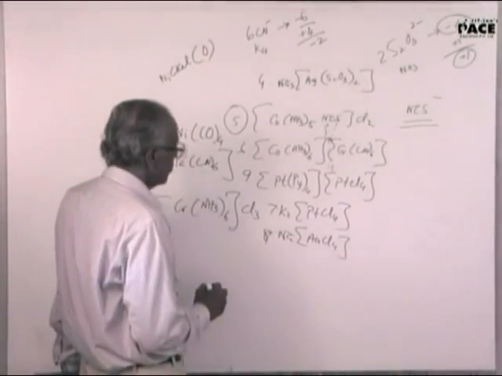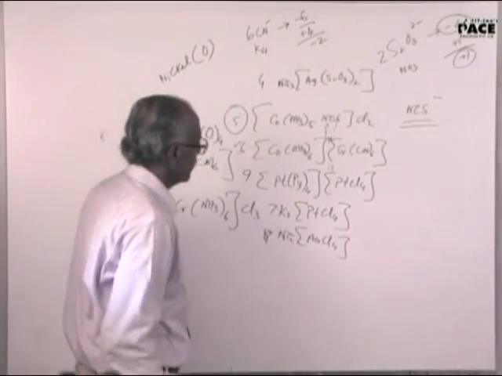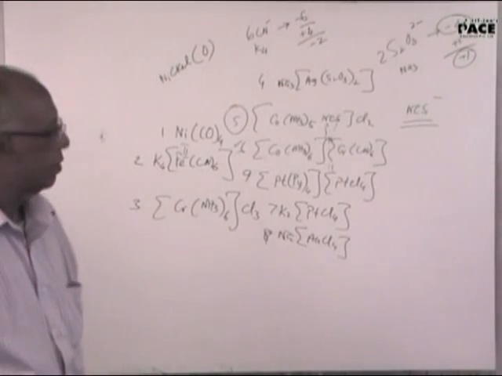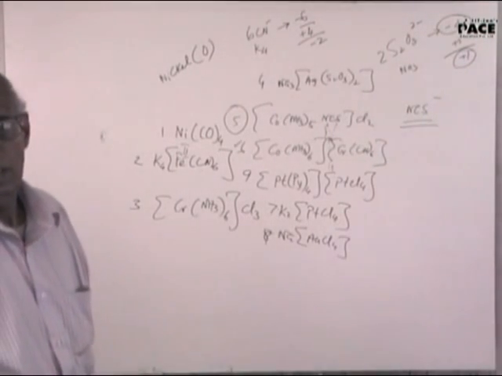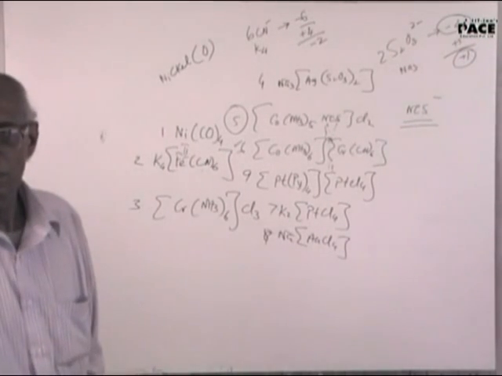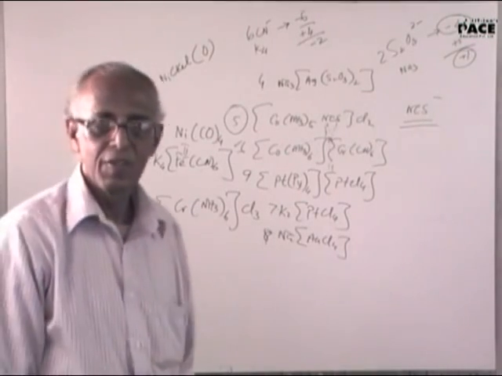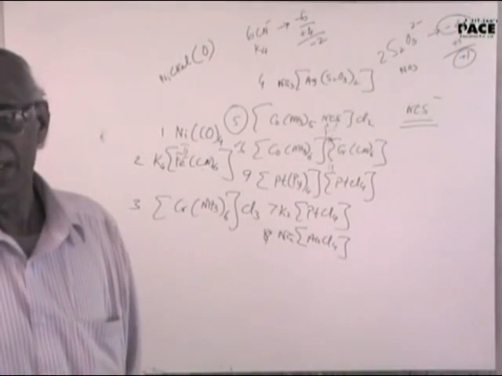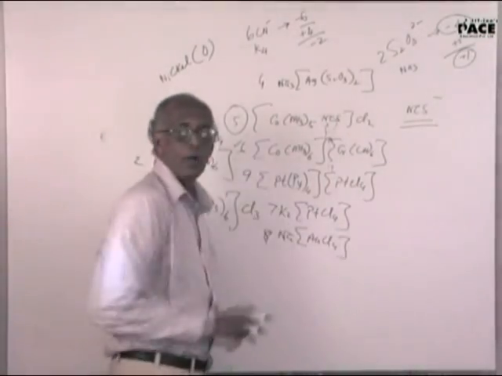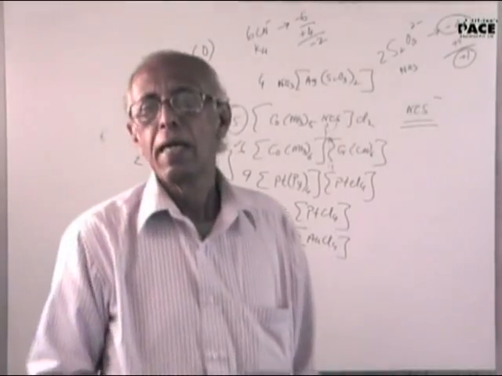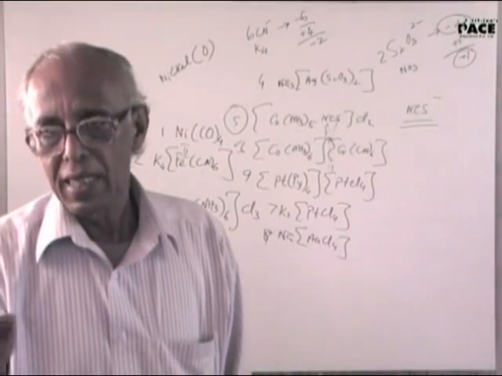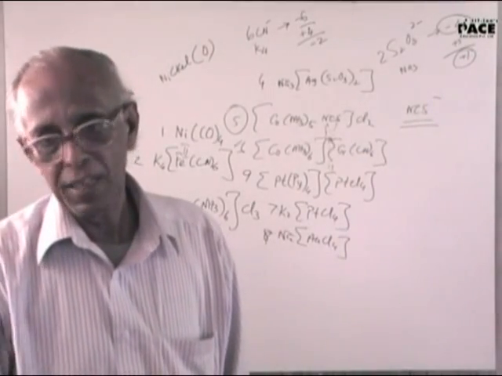Then this one. Hexaammine cobalt 3, then hexacyanochromium 3. Sorry, hexacyanochromate 3. Hexacyanochromate 3. Chromate 3 minus. So number 6 will be hexaammine cobalt 3 hexacyanochromate 3.